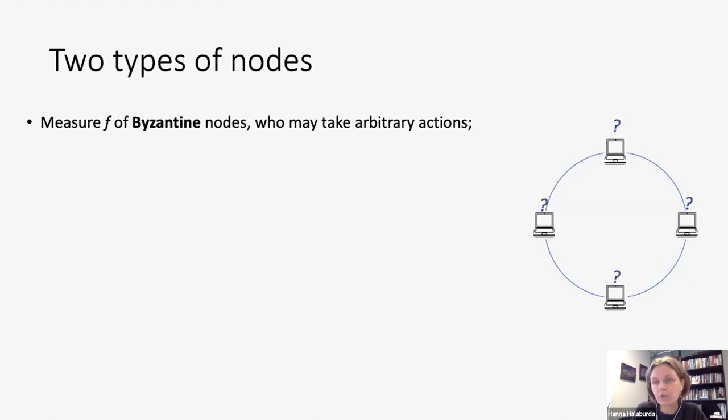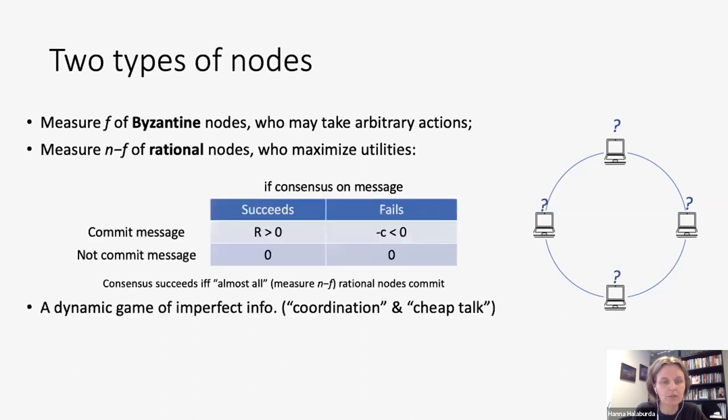And it would be, of course, easy if we knew which nodes are Byzantine, but in fact, we don't know which are Byzantine. And therefore, we need to devise a strategy that is going to help us achieve consensus in the presence of those Byzantine nodes. So the remaining measure N minus F of nodes are rational, and they maximize utilities. And this is a new element that is not present in the traditional distributed databases.